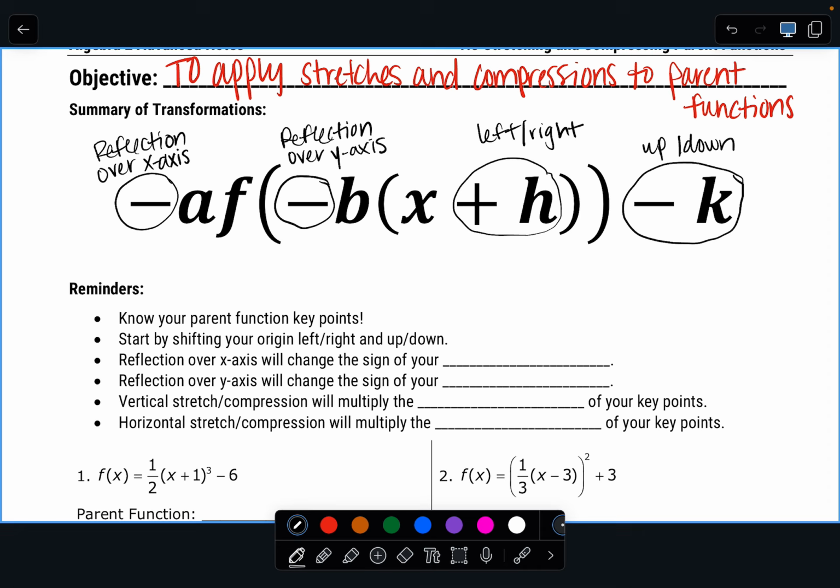The 2 new things that we're discussing today is if you have an A at the front, it's a vertical stretch or compression. And you will be asked to identify these, so knowing where everything is helpful. And this is our horizontal stretch and compression.